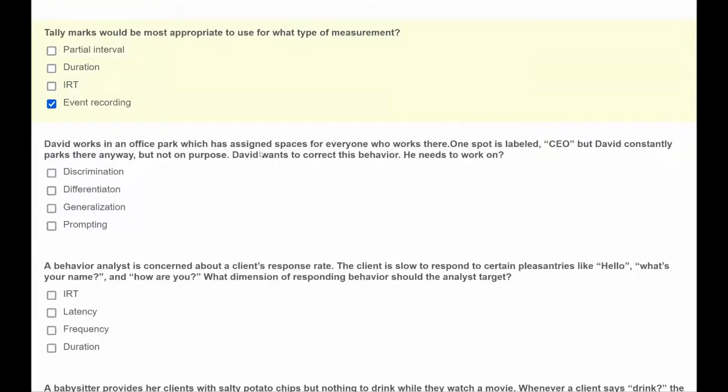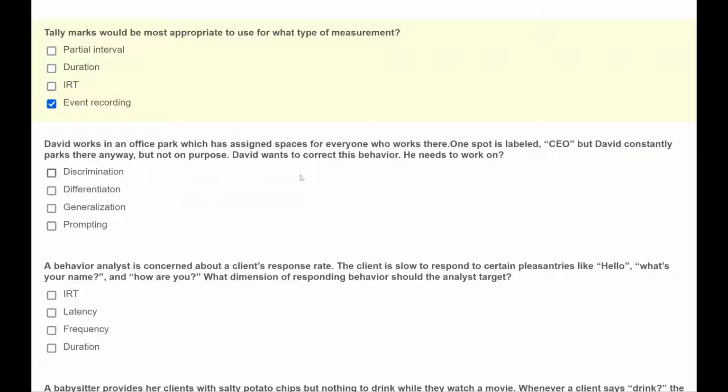David works in an office park, which has assigned spaces for everyone who works there. One spot is labeled CEO, but David constantly parks there anyway, but not on purpose. David wants to correct this behavior. He needs to work on what? What is David doing wrong?